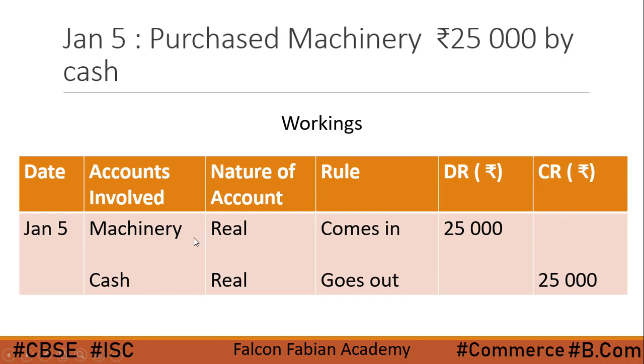The two accounts involved are machinery and cash. Both of these are assets. Why? Because these are resources of the firm that would be used to generate revenue. Therefore, the rule for real account is going to be applied to both of them. Machinery is coming in the business. Therefore, it needs to be debited by 25,000. Cash is going out of the business. Therefore, it needs to be credited by 25,000.